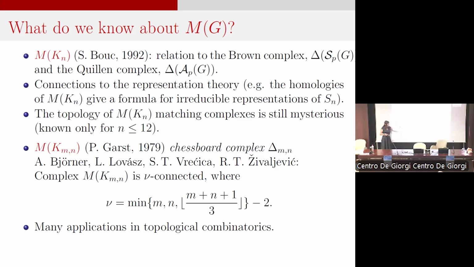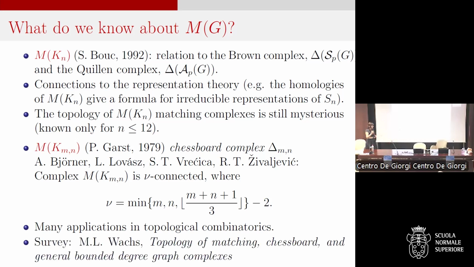I like this result about the connectivity of that complex. And it's nice that it is also the chessboard complex. That's the same thing. Those complexes appeared in Tverberg-type results and things like that. And they have many applications. A nice reference again is this survey by Michelle Wachs. You can see so many things about them there, maybe connections to representation theory and so on.